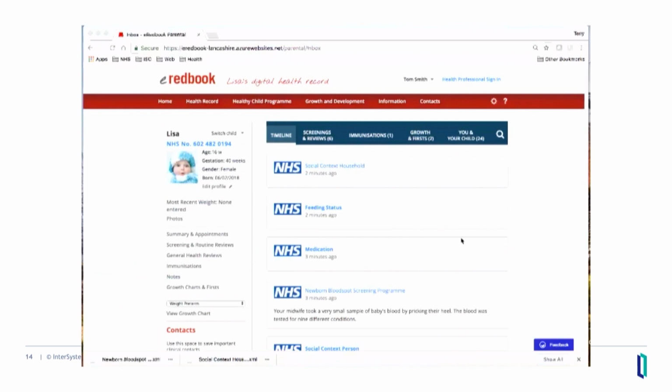But again, based on the citizen identity, so we know that in this case is Lisa, and that is their NHS number. I know not every country has a national identifier. I know America has to use all sorts of things like date of birth, etc.